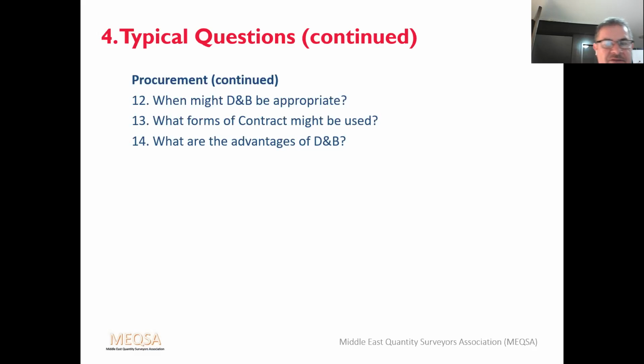So what are the advantages of design and build? Single point responsibility for design and construction, earlier commencement on site, early price certainty, and the benefit of contractors' experience harnessed during the design.